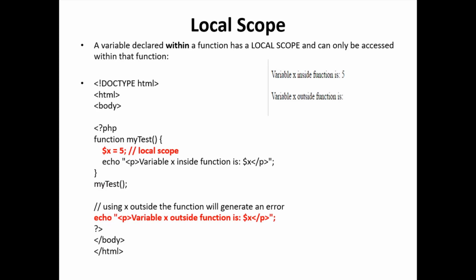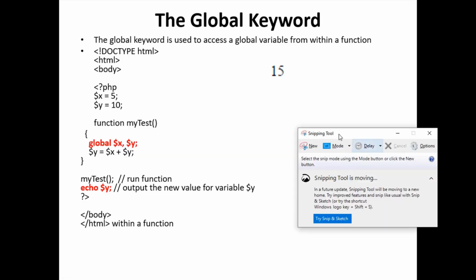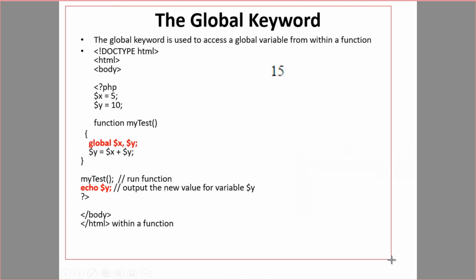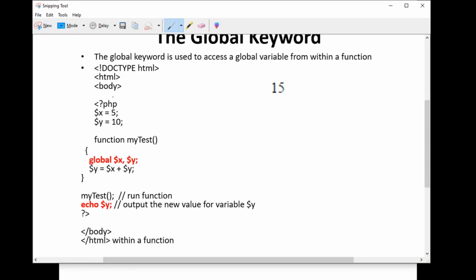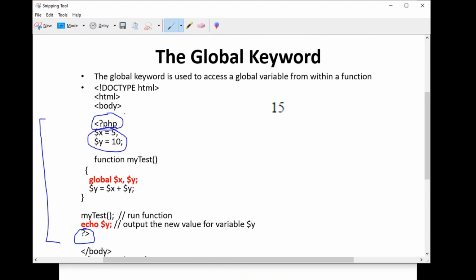Then moving ahead, we have the global keyword. The global keyword is used to access a global variable from within a function. For example, if you consider this program, this is the PHP starting tag and this is the PHP ending tag. So this is the complete PHP code. Now we have two variables x and y which are declared in the global scope.